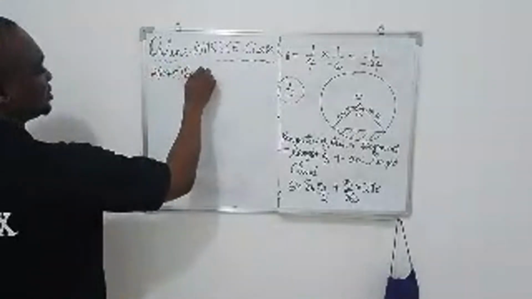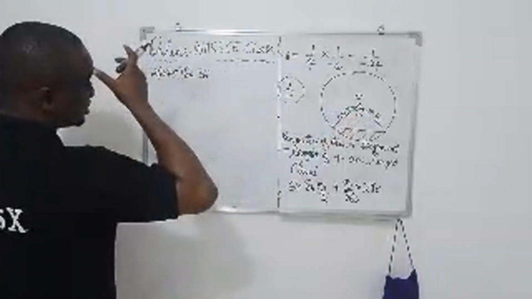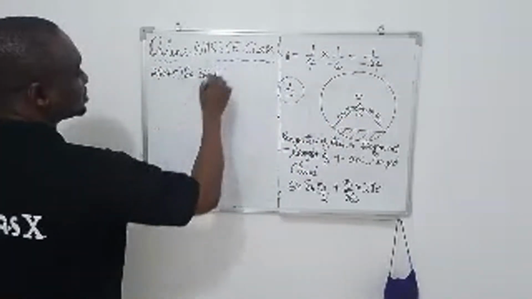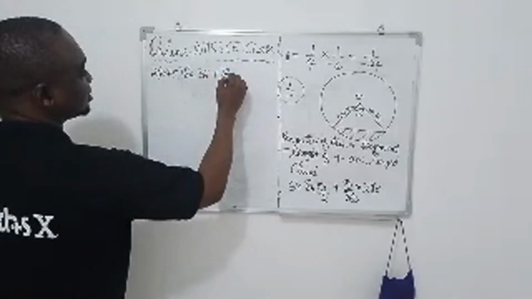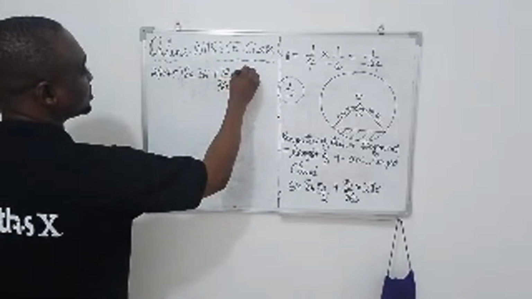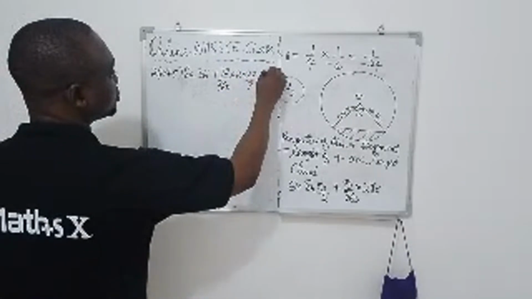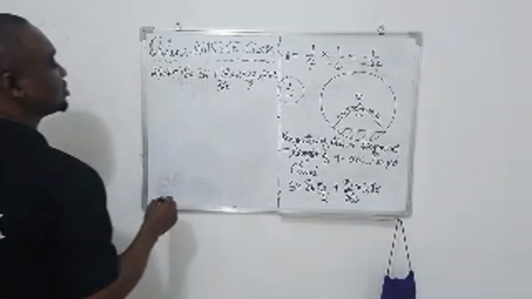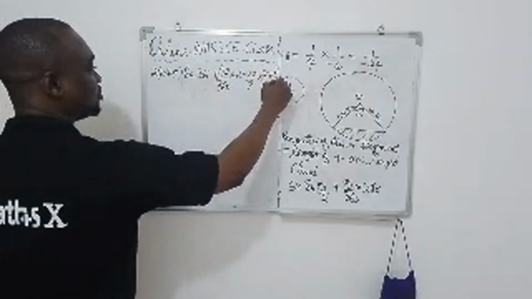sine 36 degrees, because half of 72 is 36, plus 72 over 360 times 2 times 22 over 7 times radius of 24.5. This is it. You can put in a bracket for demarcation if you care, no problem.